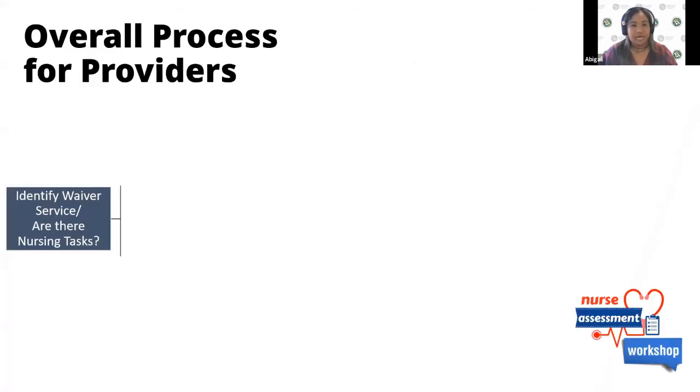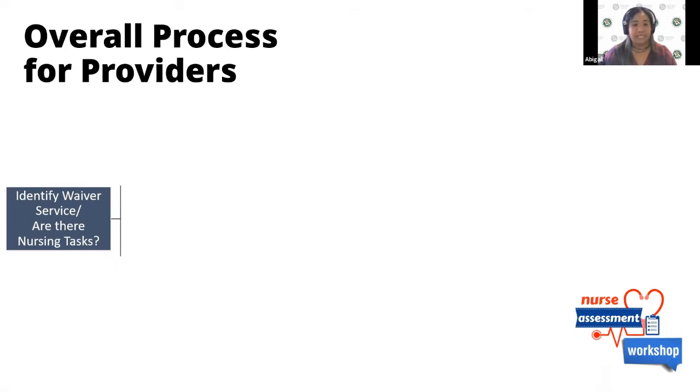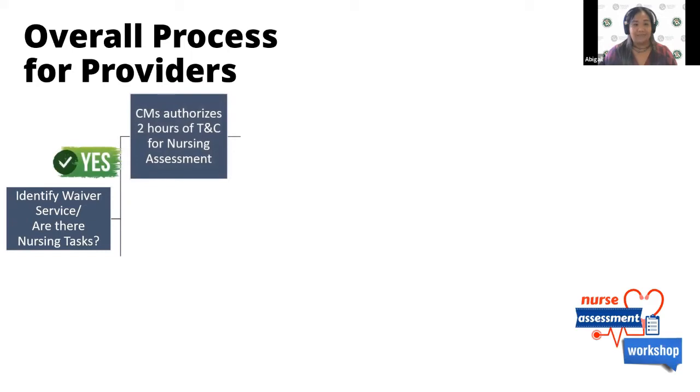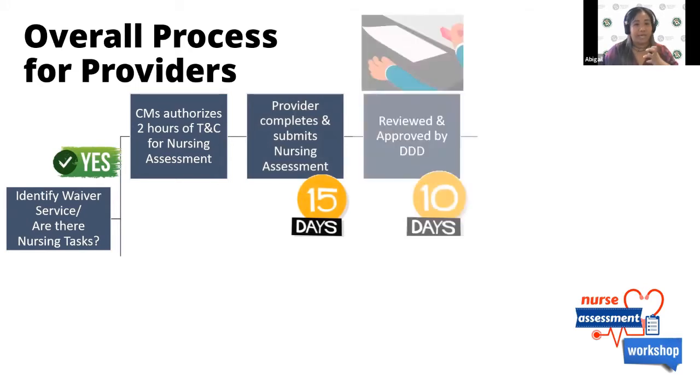So, high-level overview. If the person that we support does not have any nursing tasks, then guess what? This service is not for them. However, for our providers, if we support someone that does have a nursing task, the TNC RN will be authorized initially for 2 hours for you folks to complete the provider nursing assessment within 15 days. Best case scenario, you turn it into the case manager and we approve it within 10 days.